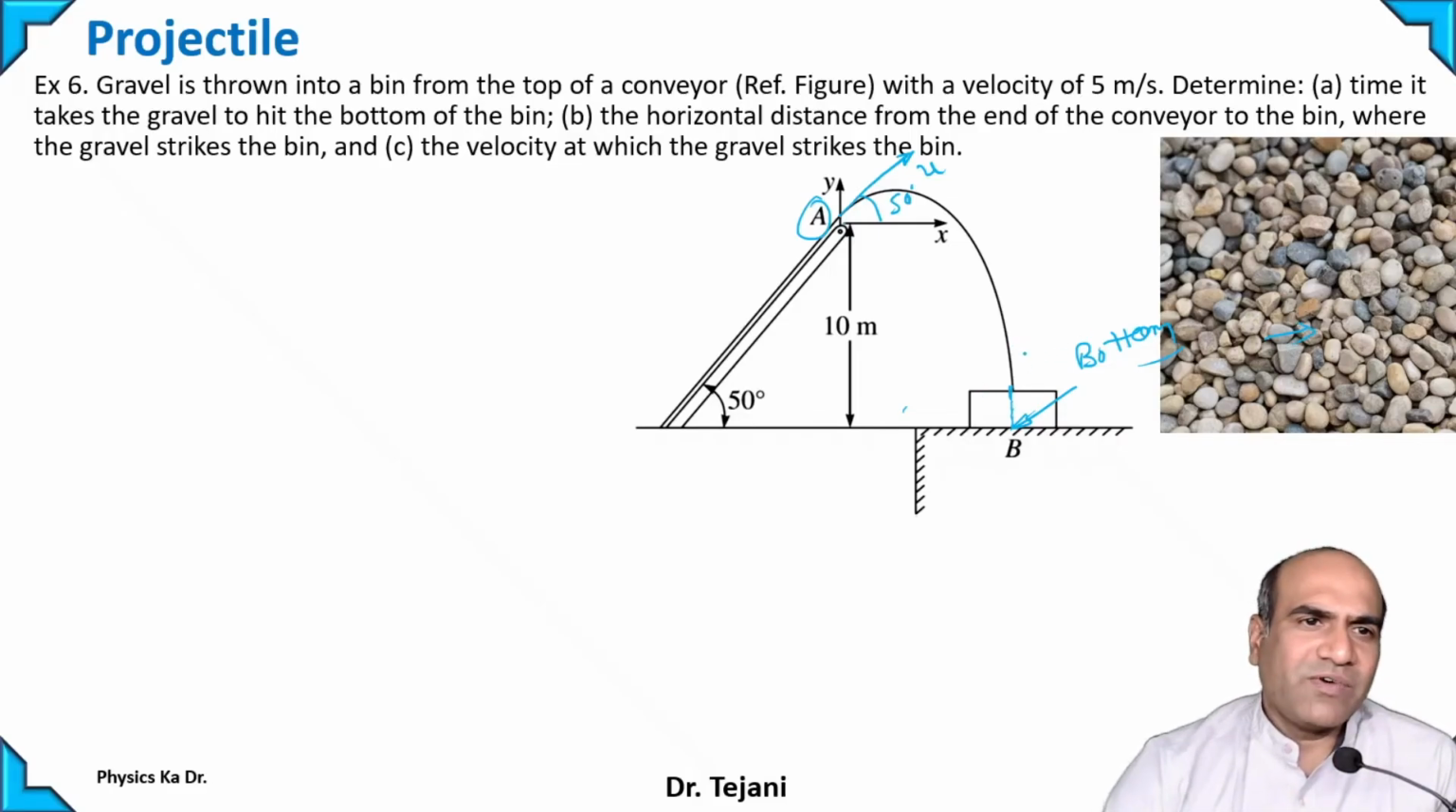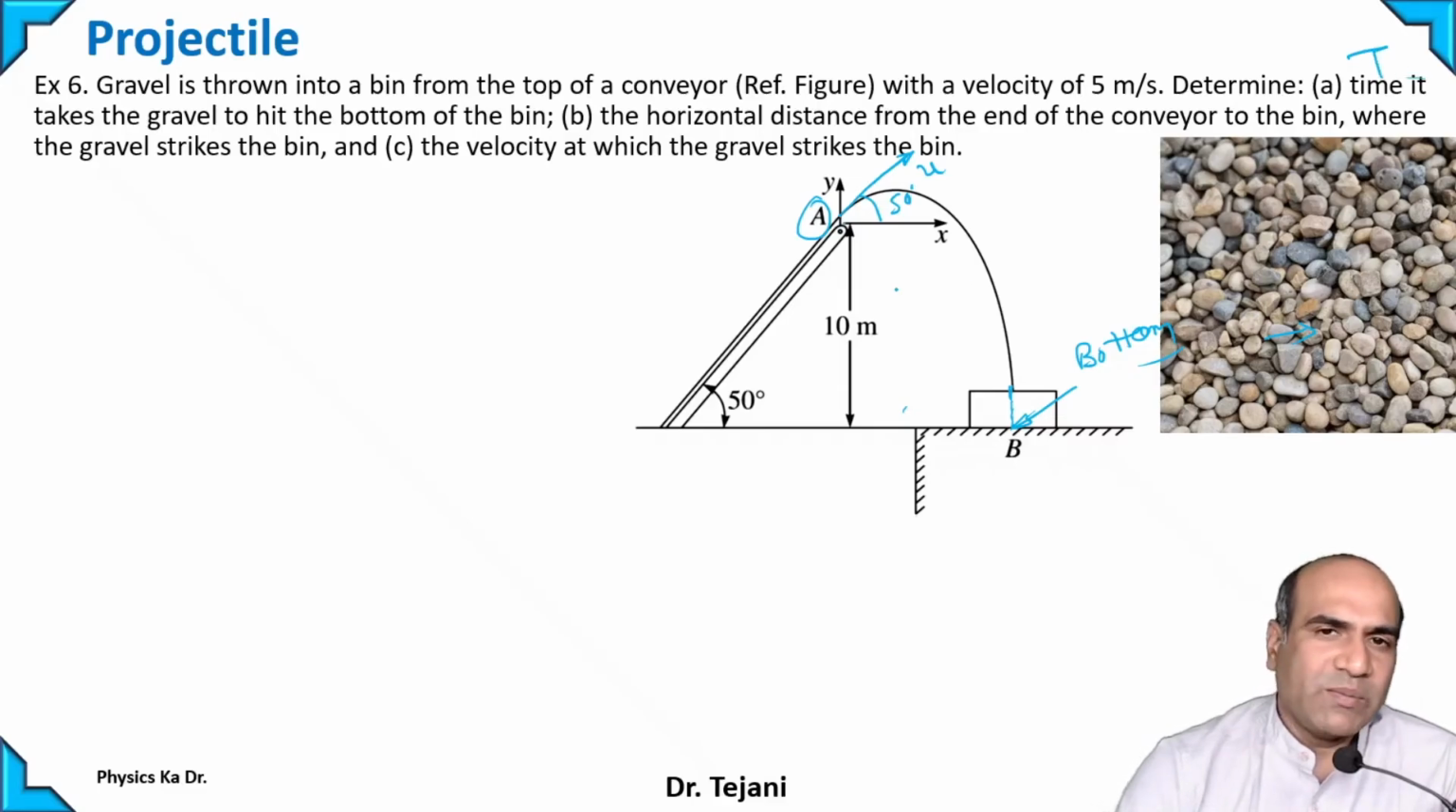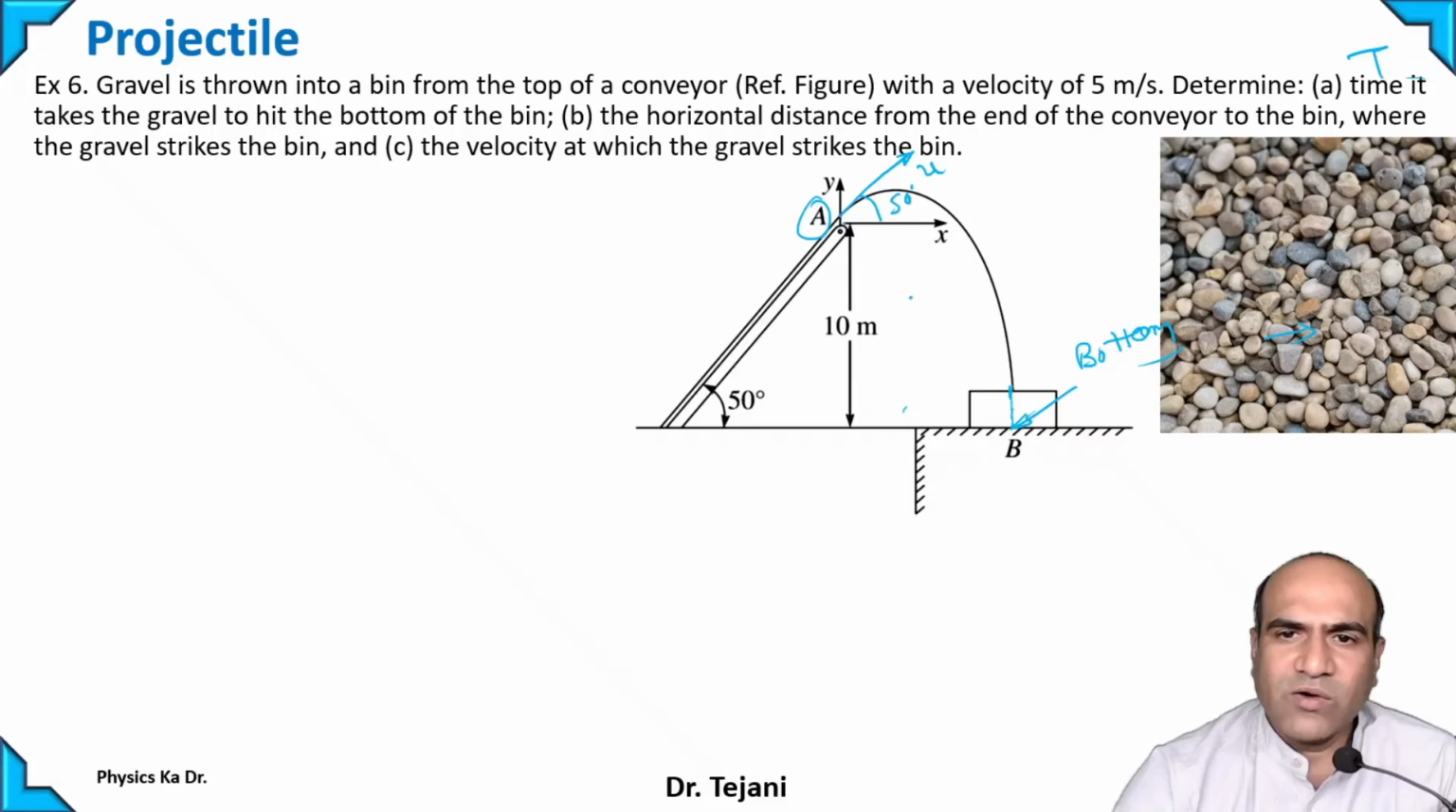So we need time. First, we need a time. Time is very important. Second is horizontal distance from the end of conveyor. See, horizontal distance we need from this end of conveyor, means point A. We need the distance from point A, not from the start, right? So do not make a mistake.